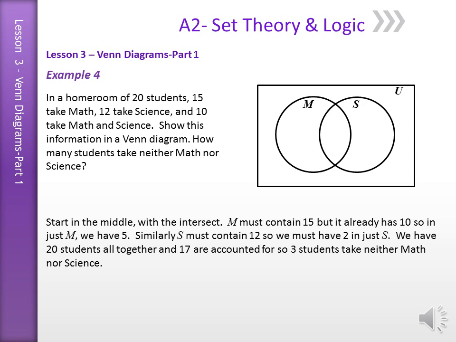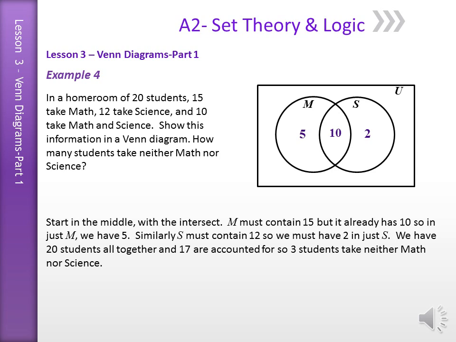So the best strategy for this is to start in the middle. If you notice that there's 10 students that take math and science, we're going to put 10 in the overlap area. Now, set M must contain 15, but it already has 10 in there. So for just M, we will have 5 students. Similarly, the set S will contain a total of 12. So since we already have 10 in the overlap area, we must have 2 students in just S.